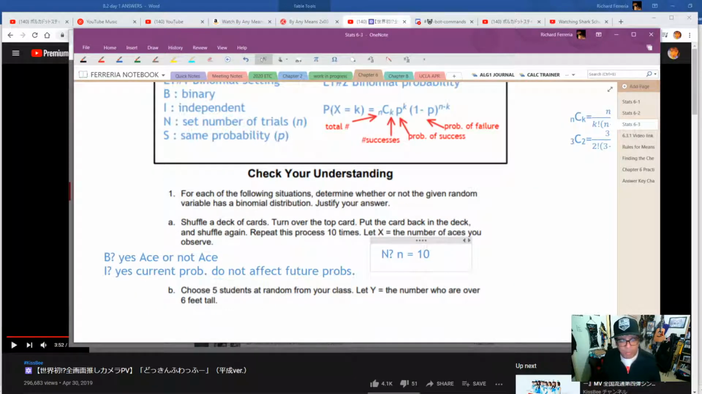Is there a set number of trials, n? And yeah, we're doing this 10 times. No more, no less. And finally, do we have the same probability of success? Yes, it is. P is 4 ace cards out of the 52 in the deck. So this is, yes, binomial.